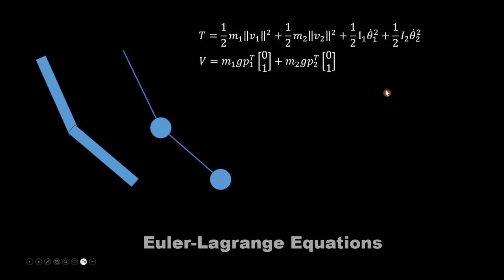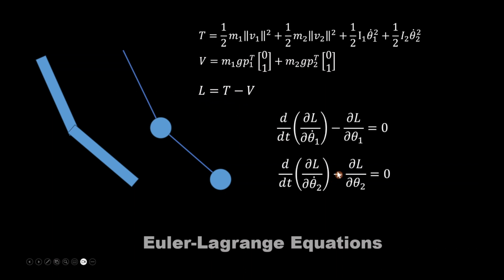Okay, now the potential energy, this is just mgy of the centers of mass. I wrote this as P1 transpose times 0,1. That's just going to extract the y coordinate of the position. So for the compound pendulum, this is P1y, this is P2y, and for the simple, this is P1y, and this is P2y. Perfect. Lagrangian is just going to be L equals T minus V as always. And then we'll plug into the Euler-Lagrange equations.